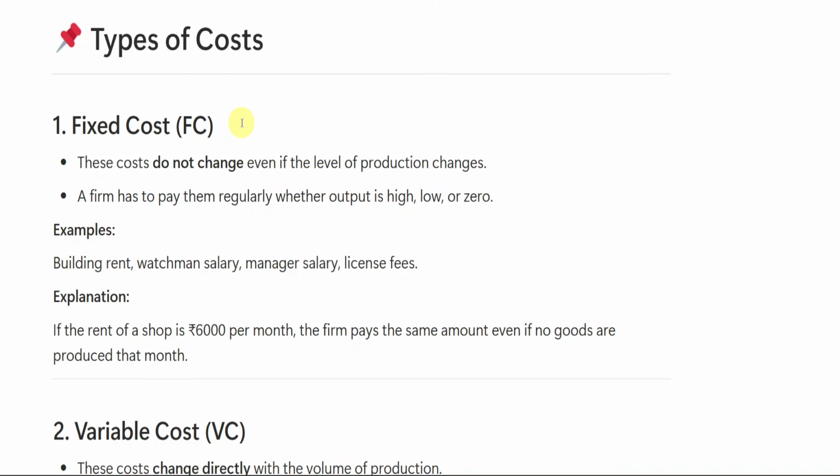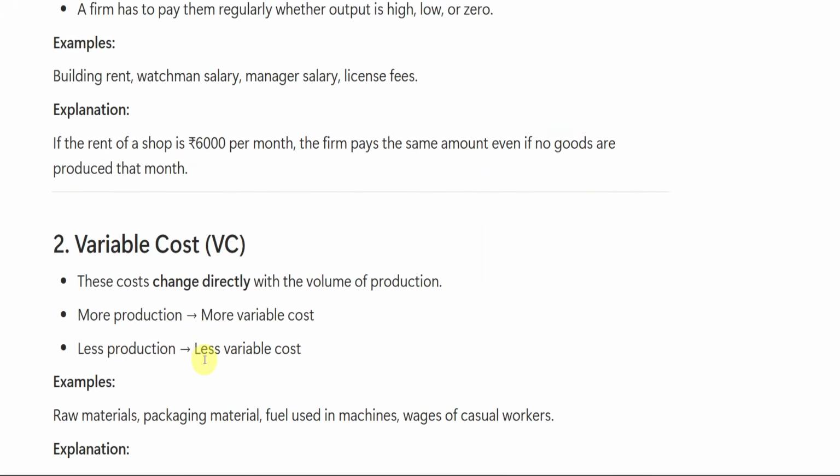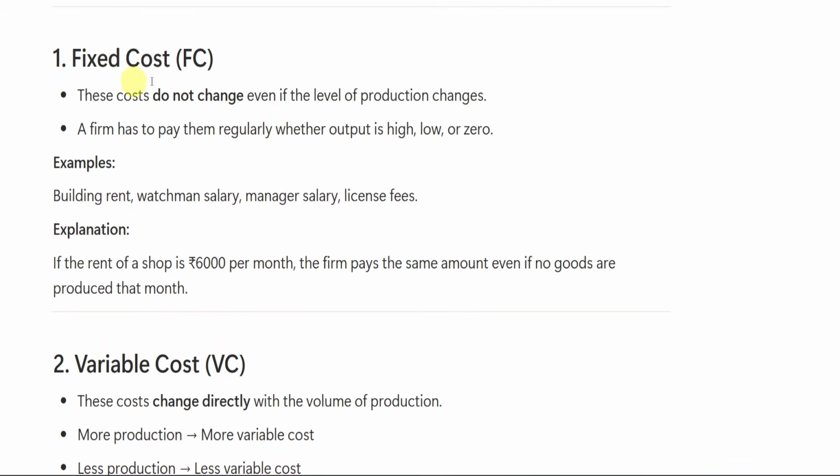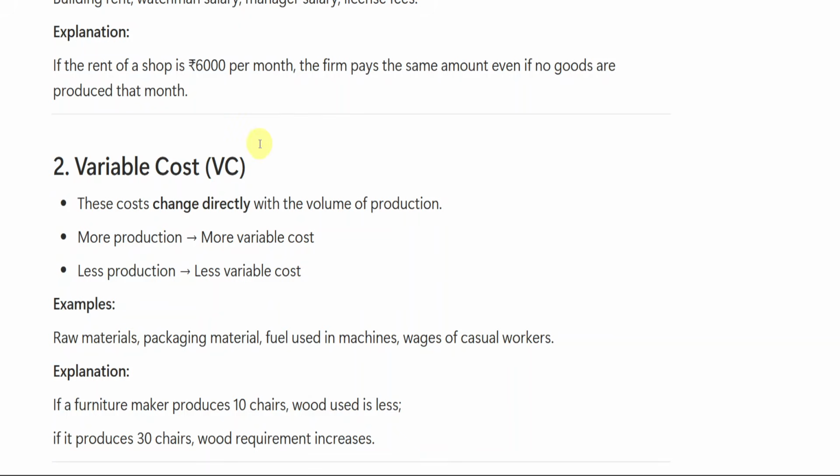Rent of the building will be the same, right? And manager's salary will also be the same, watchman salary will also be the same. They will not care whether the production is more or less. So when we have more production, it is not like we need more fixed cost. When we have less production, it is not like fixed cost will change. No, it will not change.